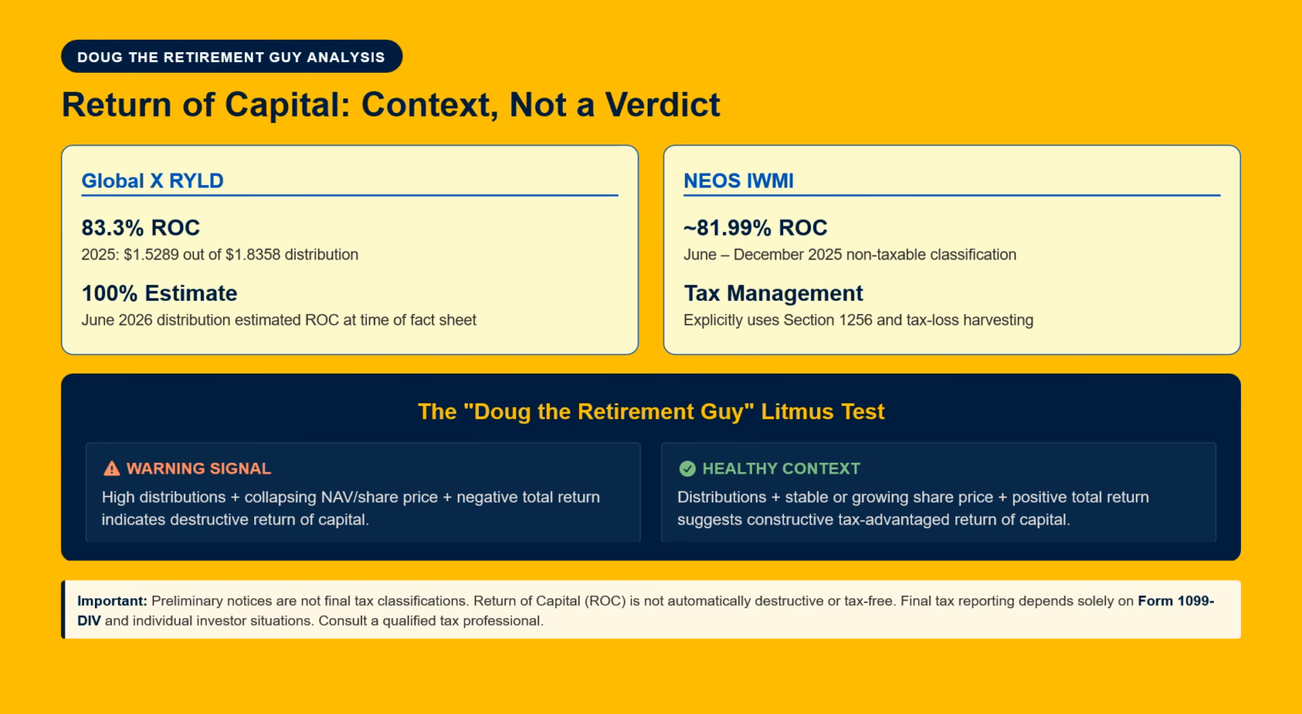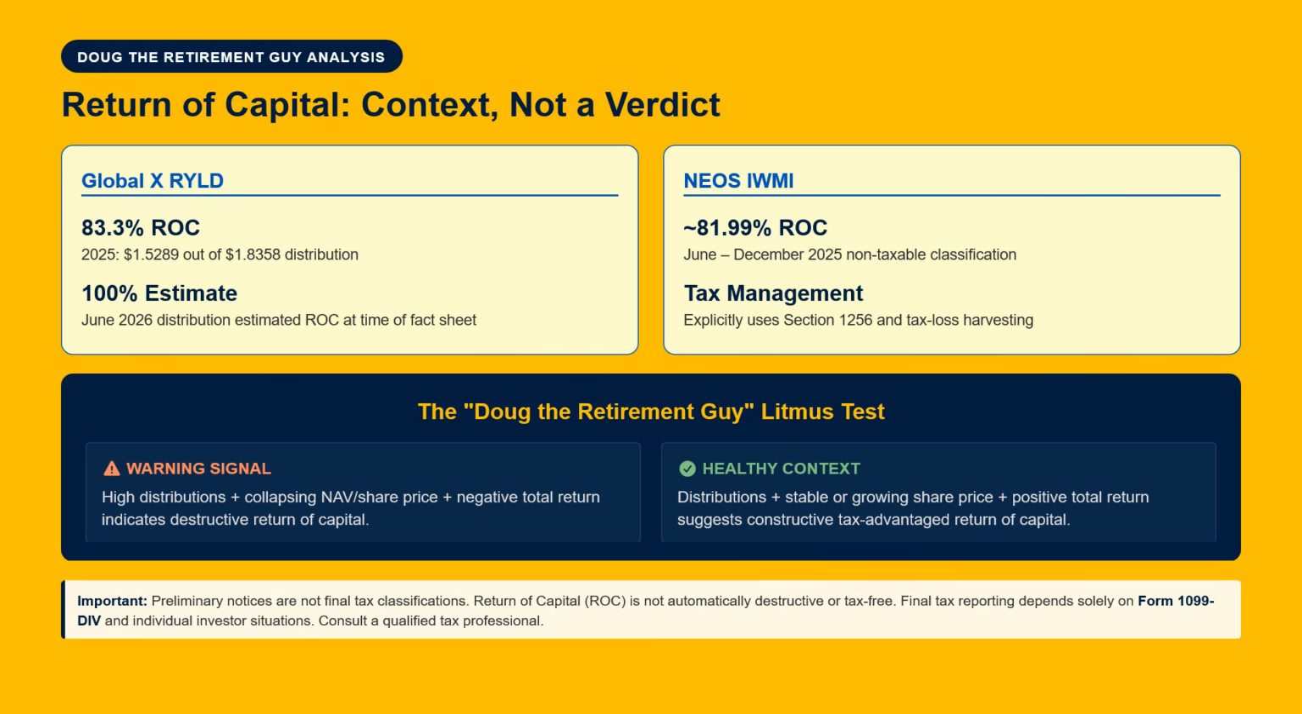Now, the return of capital. This is a big question that people ask. This is actually where your tax side comes into play. Both of them use ROC. That's where I'm going to stop right there so everyone can understand. Global X uses ROC as their primary tax program. So in 2025, they classified 83.3% of their distributions as ROC. That means $1.52 out of $1.83 was ROC. They're estimating right now, the June 26 distribution was 100% estimated.